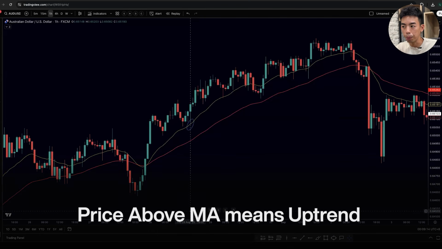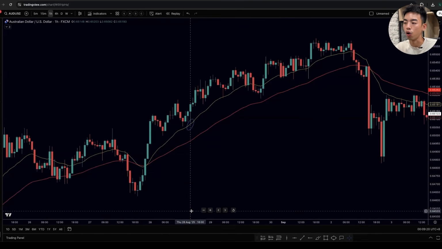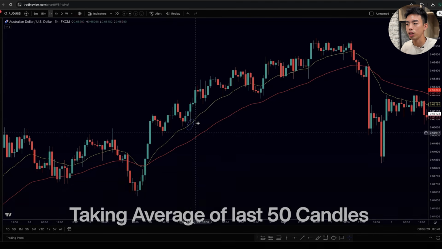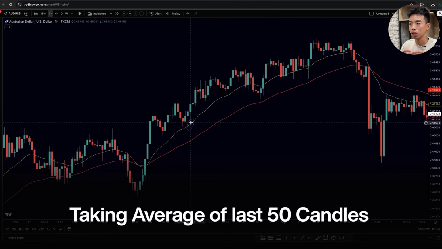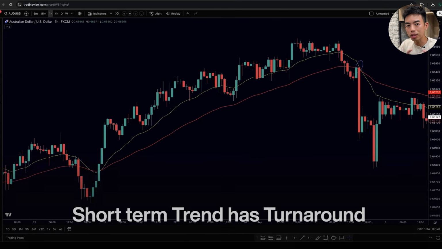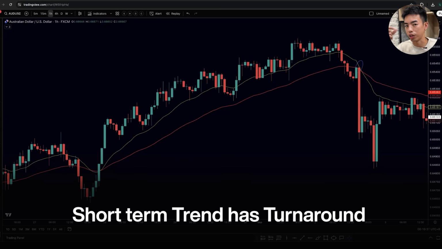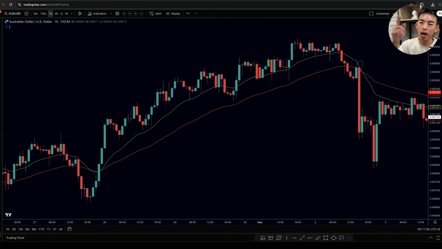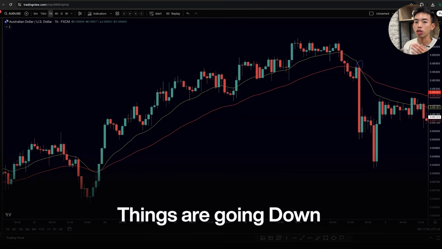And the fact that price is above the moving averages just means that we are in an uptrend. Now, the same thing would happen for the red moving average, the 50 EMA. The 50 EMA is taking a little bit more data, considering a lot more data than the 20 EMA. In this case, 30 more candlesticks just to see where price is exactly over the last 50 candles. So when we have a crossover that's happening, for example, something like this right here, it's telling us that the short-term trend has turned around. So in this case, when you see both moving averages crossing over like that, moving towards the downside, it just means that in the short term, things are going down.